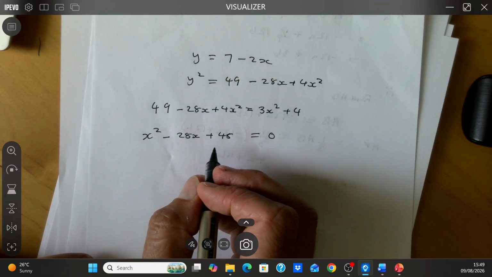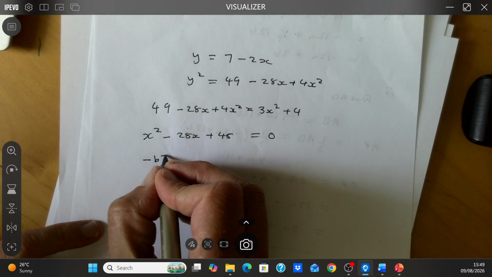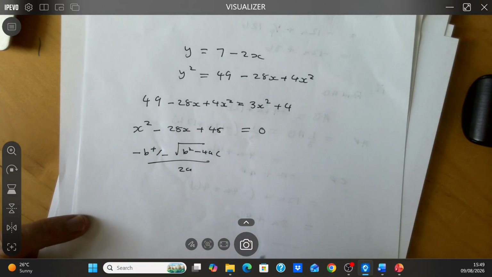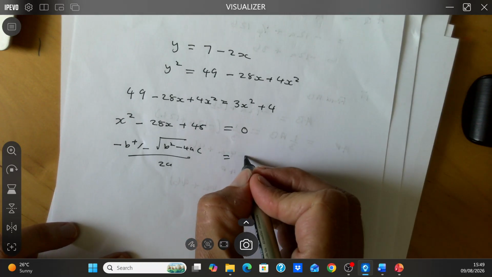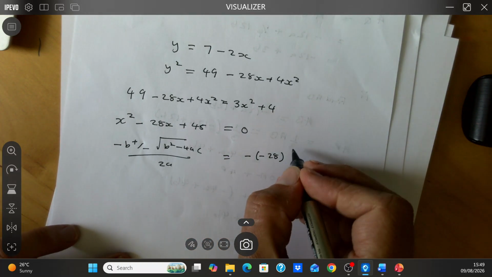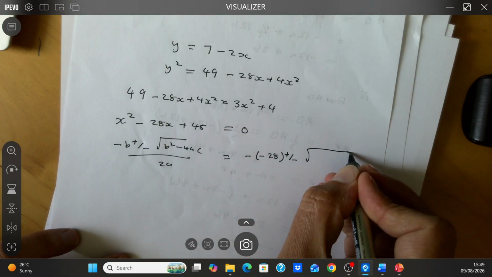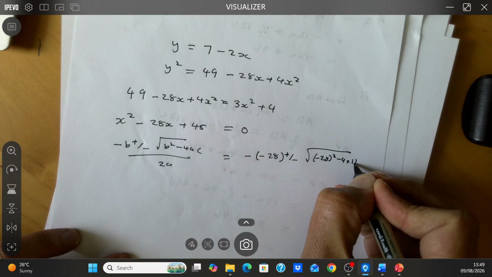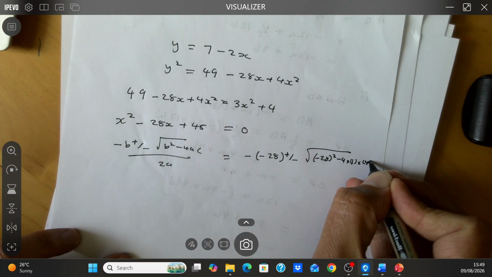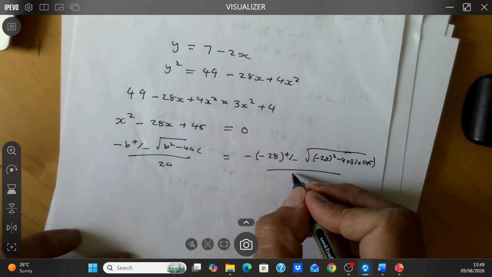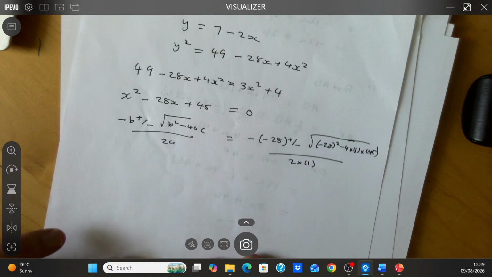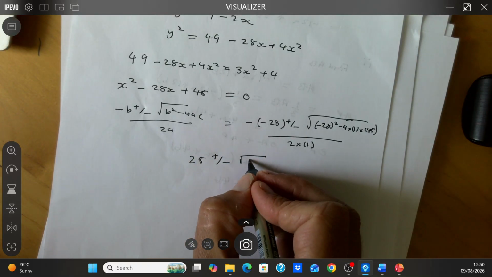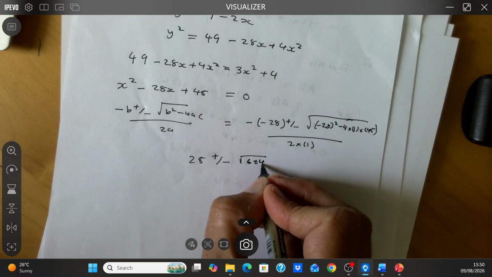That won't factorise because the clue was in the question. So using minus b plus or minus the square root of b squared minus 4ac, all over 2a. Put my numbers in, and then I'm just going to make my calculator look like that, and then I get 28 plus or minus the square root of 604 over 2.